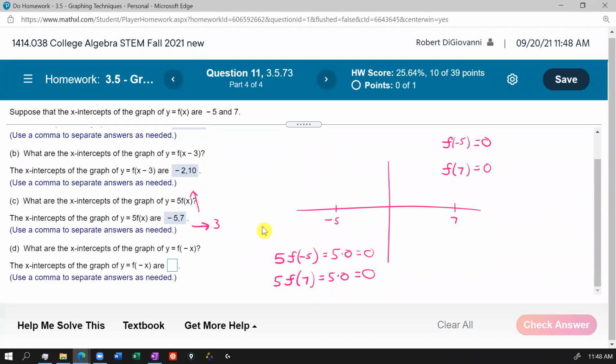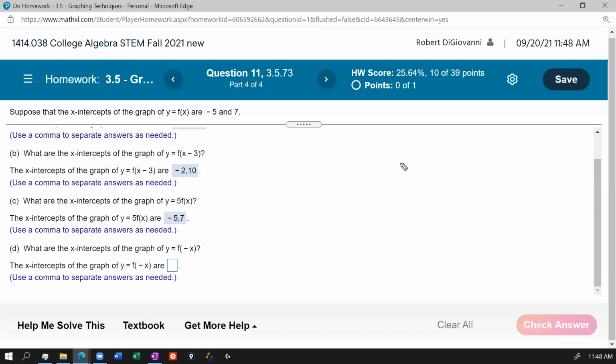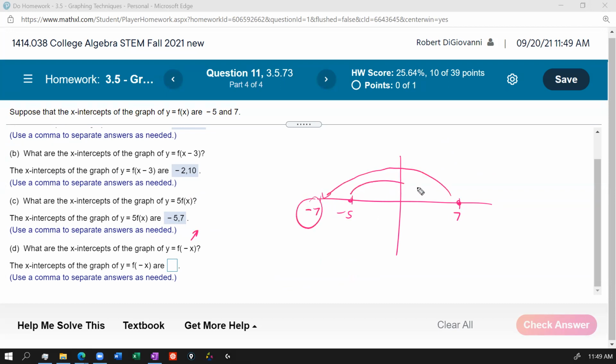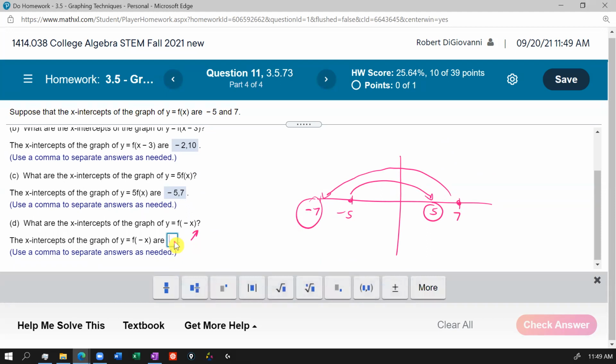Okay, what are the x-intercepts of this? So clear this out. So again, if we have negative 5 and 7 as the x-intercepts of the original function, then f of negative x reflects it over the y-axis. So this comes over here to negative 7, and then this reflects over here and becomes 5. So our x-intercepts should now be at negative 7 and positive 5.